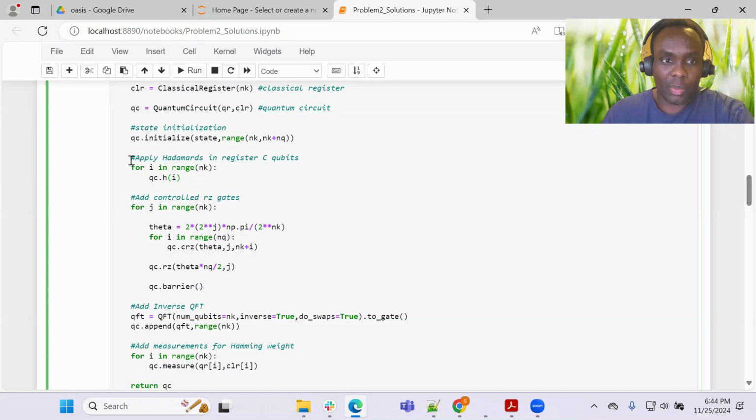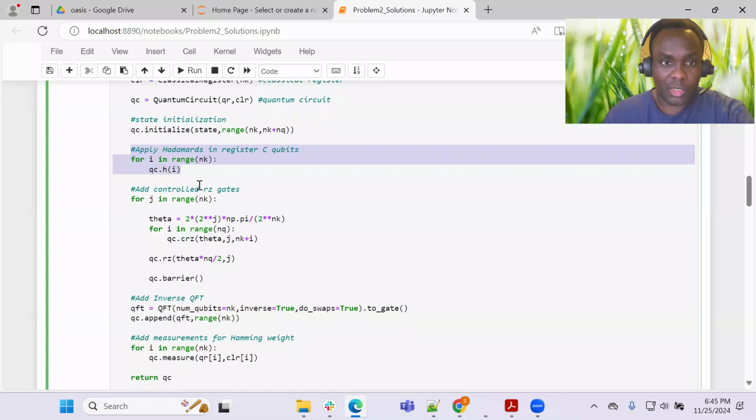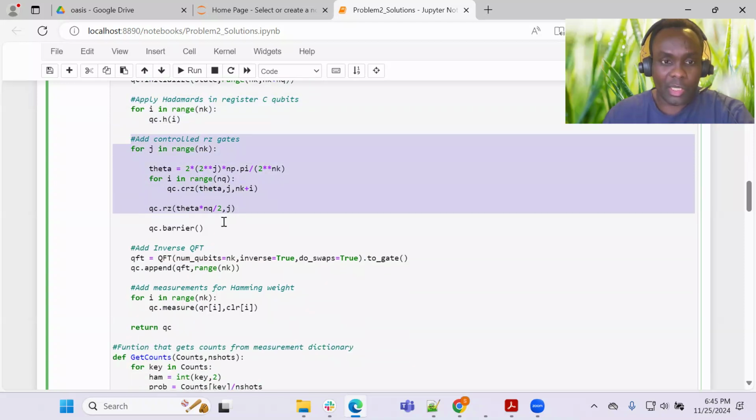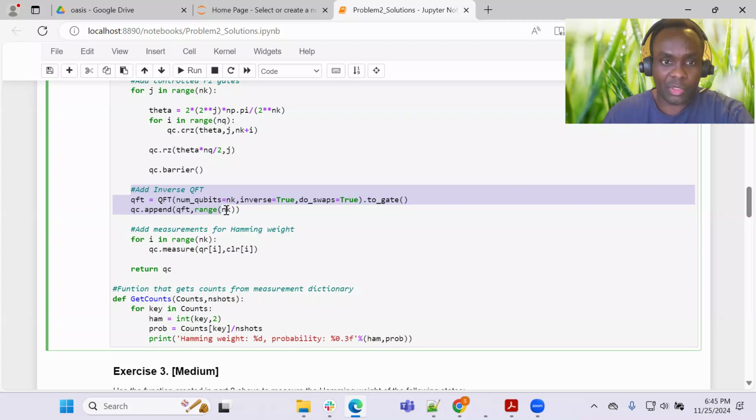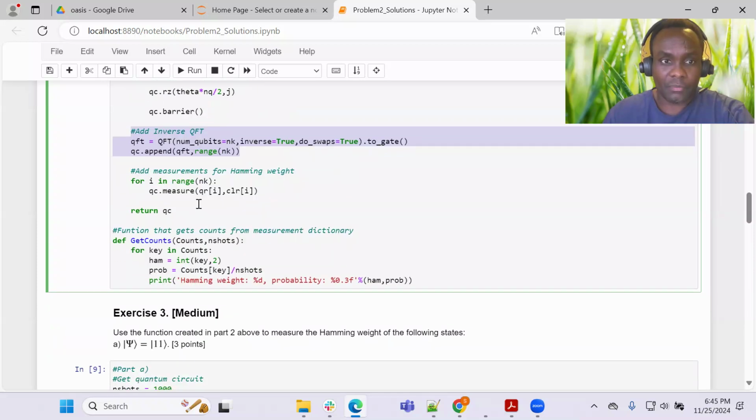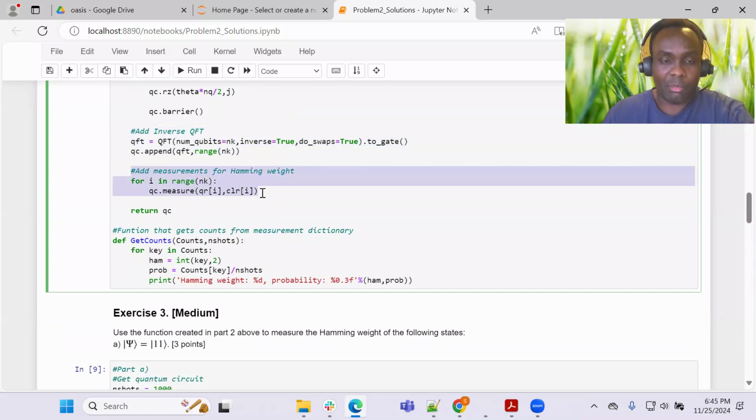The next step is to apply Hadamards to all the qubits in the register C, the nk qubits, as you can see, and then iteratively apply controlled RZ gates. Before the final stage, I'm applying the inverse quantum Fourier transform to the nk qubits, including swap gates. And finally, I'm adding measurements. I'm measuring the qubits in the register C, the first nk qubits, and the results are recorded in the classical register, and then I return the quantum circuit.